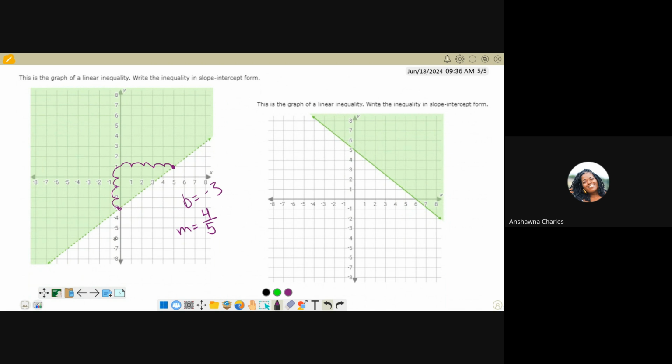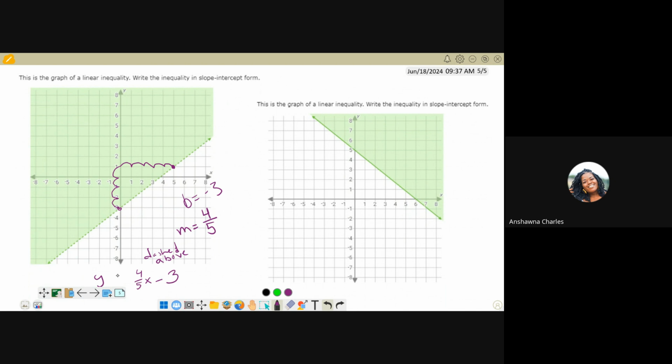Now, is this line dashed or solid? Dashed. And is it shaded above or below? Above. Okay, so now we're going to write our equation. Our equation is always going to be y is something times x plus b. So it'd be 4/5 x minus 3.